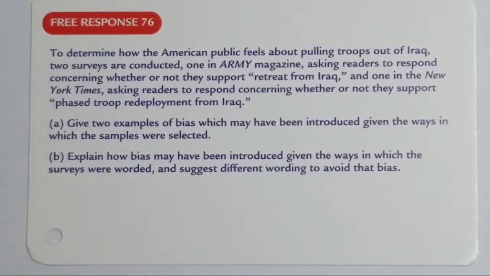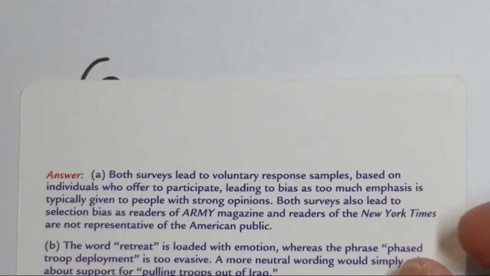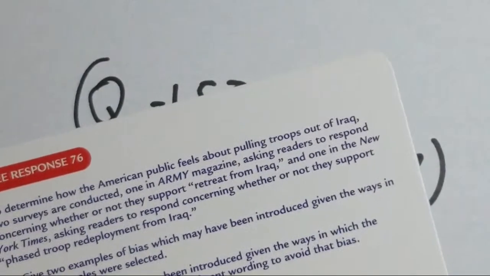For the second sample, phased troop redeployment from Iraq? What kind of wording is that? I'm not even sure what they're even asking there. The back of the cards say both surveys lead to voluntary response bias. Are they asking them? Yeah, asking readers to respond.